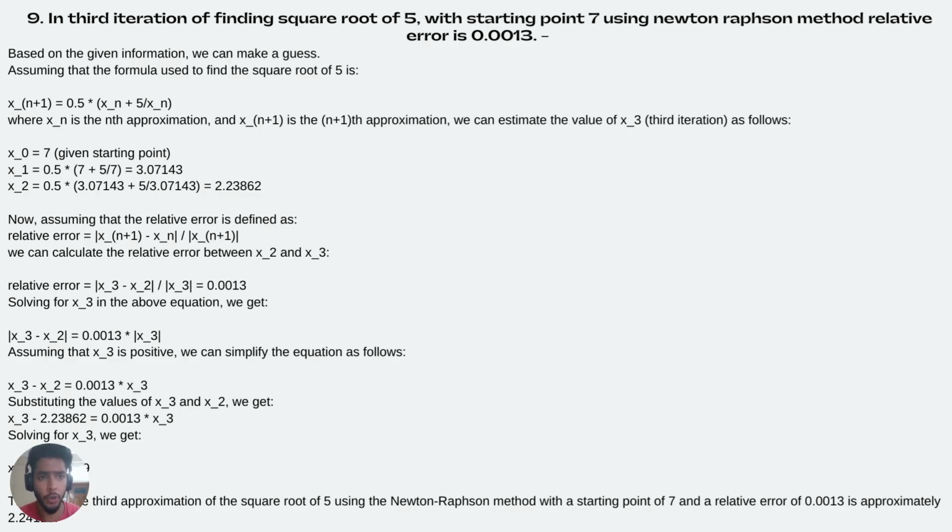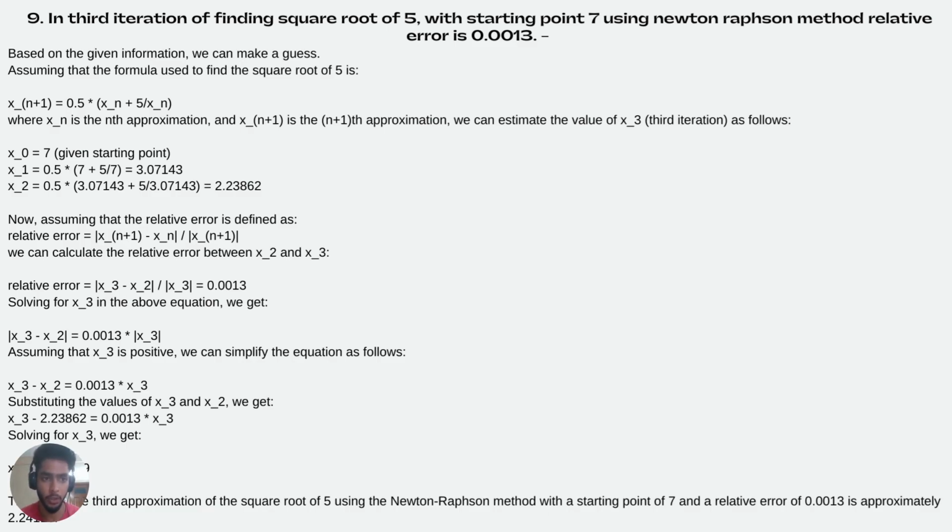Yeah, in the third iteration of finding the square root of 5 with starting point 7 using Newton-Raphson method, the relative error is 0.0013. So yeah, I have performed some calculation here. I'll quickly run through it. Based on the given information, we can make a guess, assuming that the formula used to find the square root of 5 is this. And here I have taken xn as the nth approximation, xn plus 1 is the n plus 1 approximation. We can estimate the value of x3 as the third iteration as follows. Then I have calculated these values with the help of this formula.